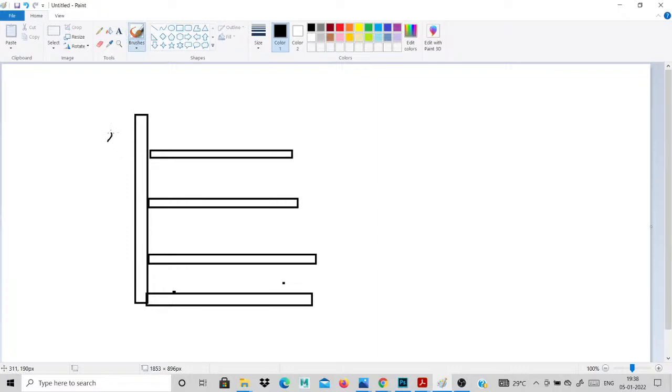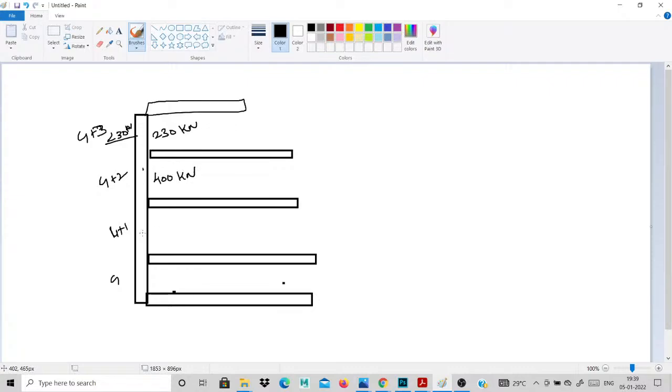This is 230 kilonewton for this column. This is the ground floor. This is the first floor, G plus 1. This is G plus 2. This is G plus 3. G plus 3 has a 230 kilonewton load acting. Then next, G plus 2: the G plus 2 is 400 kilonewton.